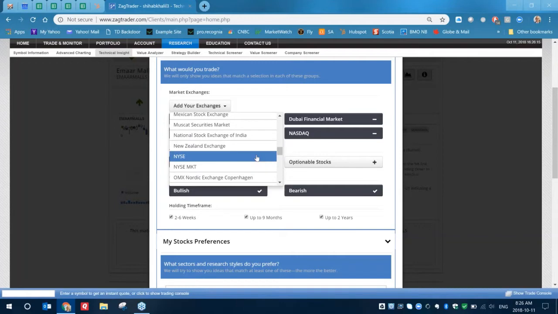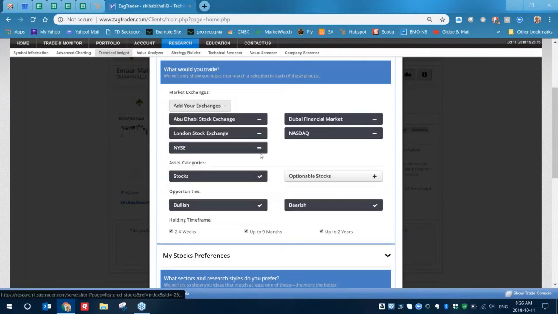And I'm looking for both bullish and bearish ideas. But maybe right now I'm very bullish on the markets. Things have sold off pretty strongly, at least in the US, over the last week or so. So maybe I'm really bullish at this point, so I just want to look for bullish ideas. And I can say something about my holding time frame. Am I looking for an idea that will play out in the next 2 to 6 weeks? Maybe up to 9 months or up to 2 years. If I want a short-term trade, I might just select that very first one, or if I'm looking for something a little bit longer term, I could have other ones. I'm going to say I just want the short and intermediate term trends.